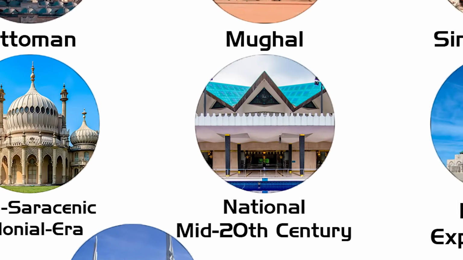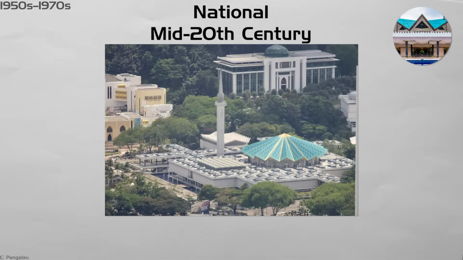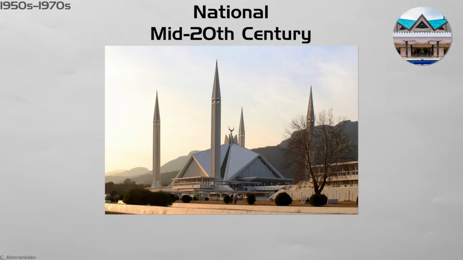National mid-20th century. After achieving independence, many Muslim-majority countries built national mosques to showcase modern identity. The National Mosque of Malaysia in Kuala Lumpur has a striking star-shaped concrete roof, while Pakistan's Faisal Mosque takes inspiration from Bedouin tents, creating a dramatic mountain-like silhouette.